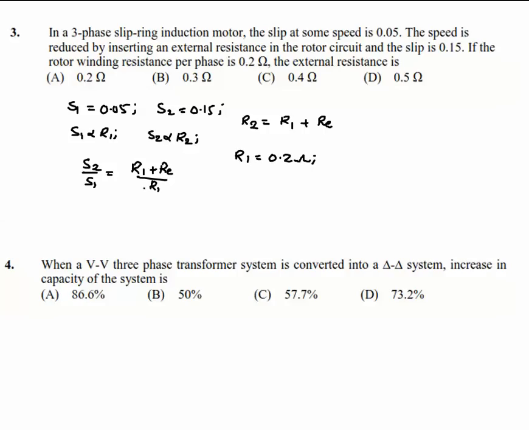From this, S2 by S1 is 0.15 divided by 0.05, which is equal to R1, that is 0.2, plus the external resistance Re, divided by 0.2. By solving this equation we will get Re as 0.4 ohms, and the answer is C here.